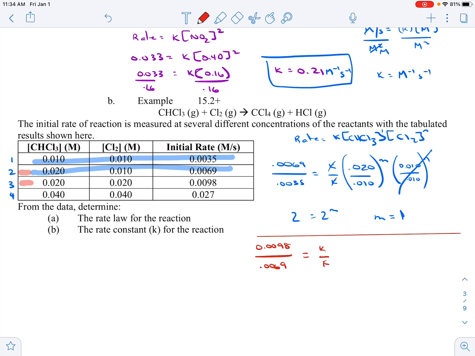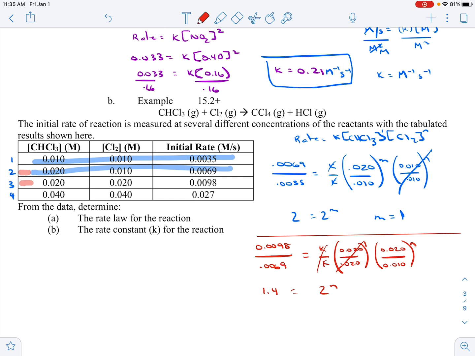We've got K over K. And then we have 0.020 over 0.020, raised to the 1 power. We might as well plug that in since we know it. And then we have 0.020 over 0.010, raised to the n power. So these are going to cancel out. If we take 0.0098 over 0.0069, it's like 1.4. And then we have 2 to the n equal to that.